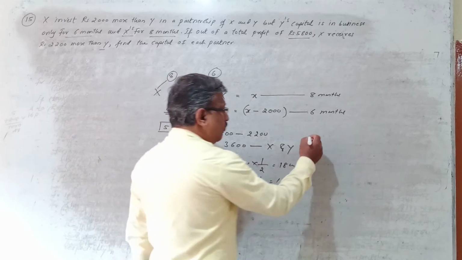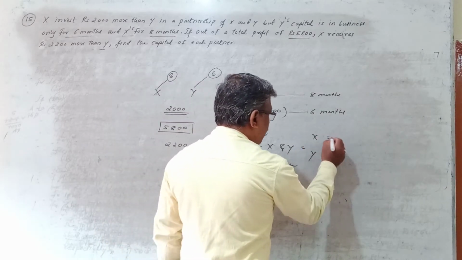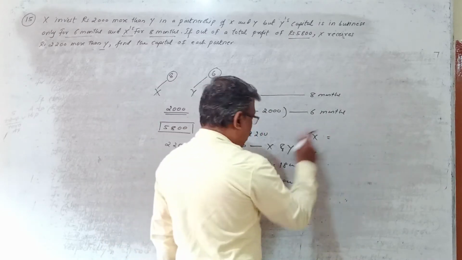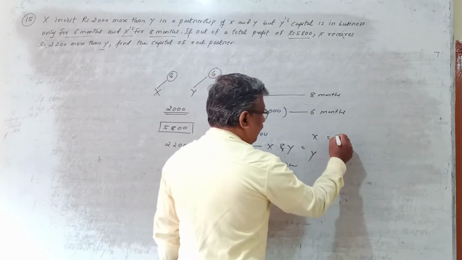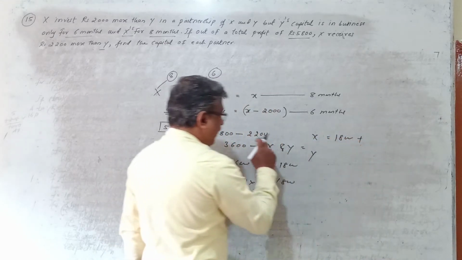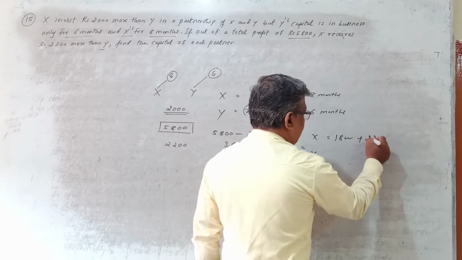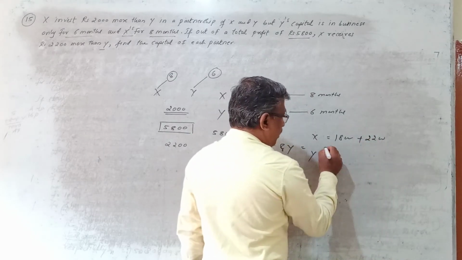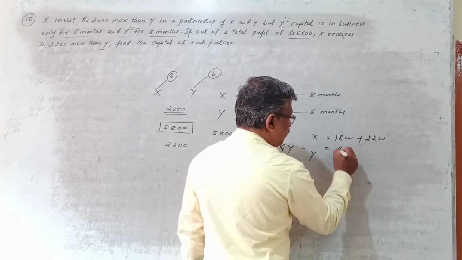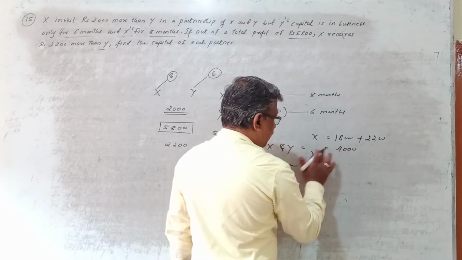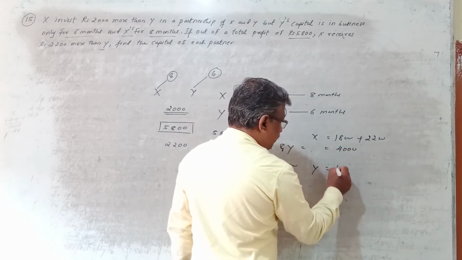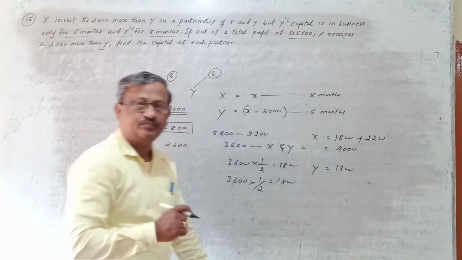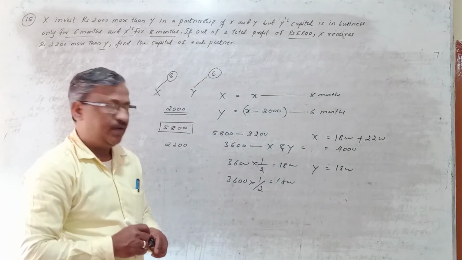Now I have to calculate X's total share and Y's total share. So X's total share will be, out of 3,600, he will get 1,800. And whatever excess he is getting, 2,200, that will add to X's share. Means his total share comes to how much? 4,000. Clear? And Y gets how much? He gets only 1,800.